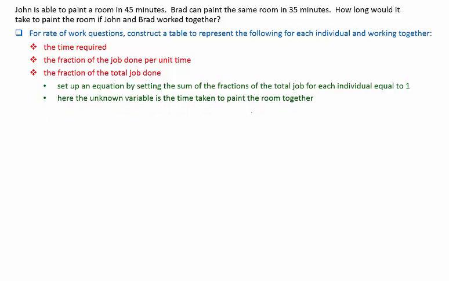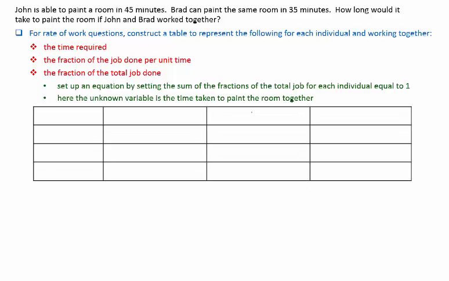Here the unknown variable is the time taken to paint the room together. We have a row for John, a row for Brad, and a row for working together. For the columns, the time taken: for John, it's 45 minutes. For Brad, 35 minutes. And working together is the unknown variable.